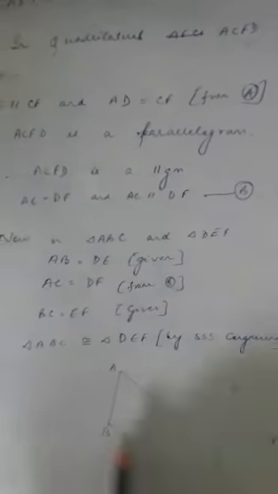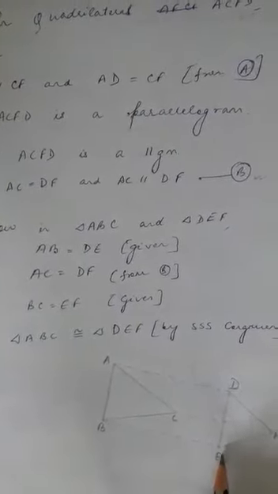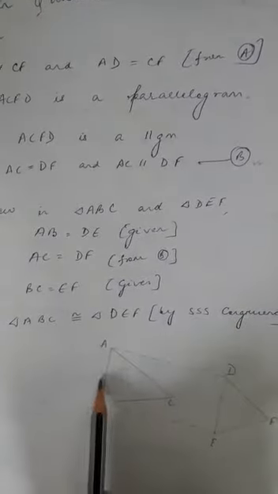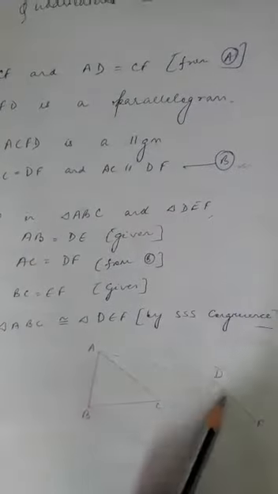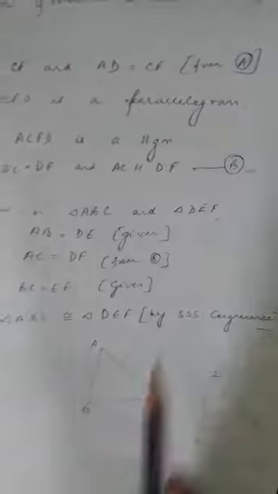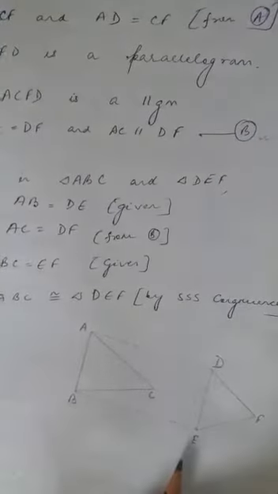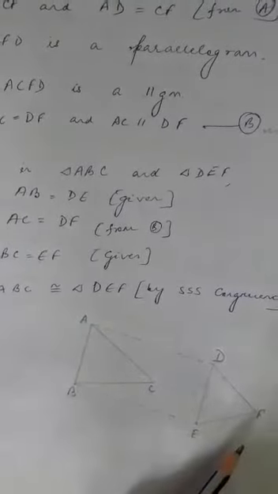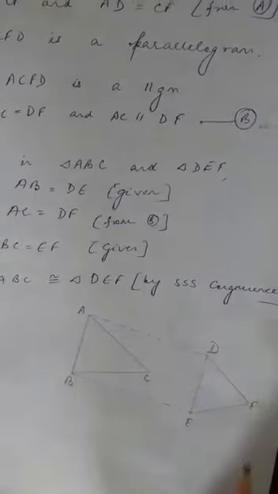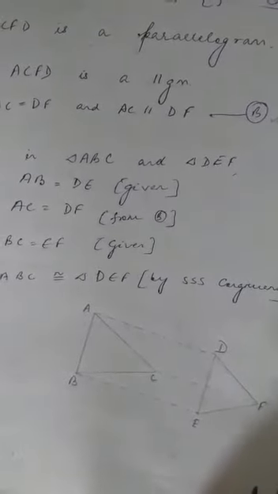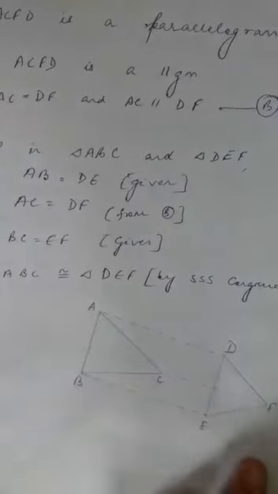Now, to prove that triangle ABC is congruent to triangle DEF, let us consider these two triangles first. From these two triangles, AB is equal to DE, it is given to us. Again, AC is equal to DF, we have just now got this from equation B. And BC is equal to EF, so this is also given to us. Therefore, I can say that triangle ABC is congruent to triangle DEF by SSS congruency. So this is proved, that these triangles are congruent to each other.